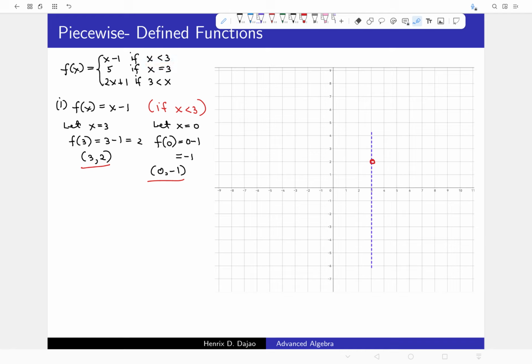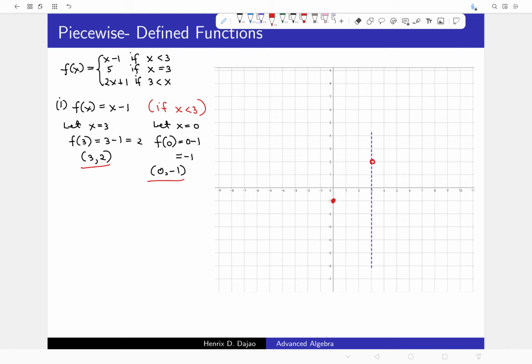Okay, so the other point is 0, negative 1. Now 0, negative 1, it's located here. So we have a point here. Right, so that's 0, negative 1. So we are going to connect the 2 points.